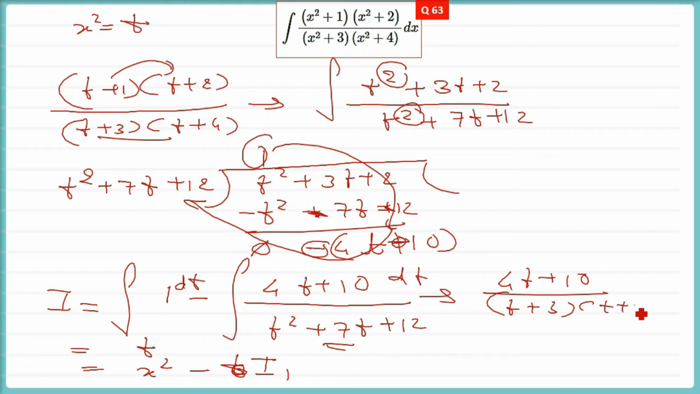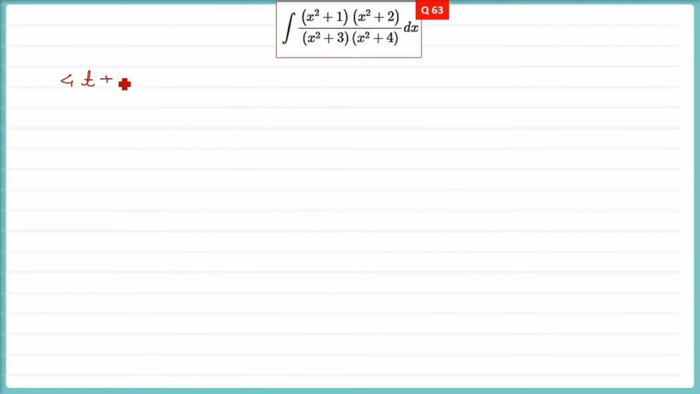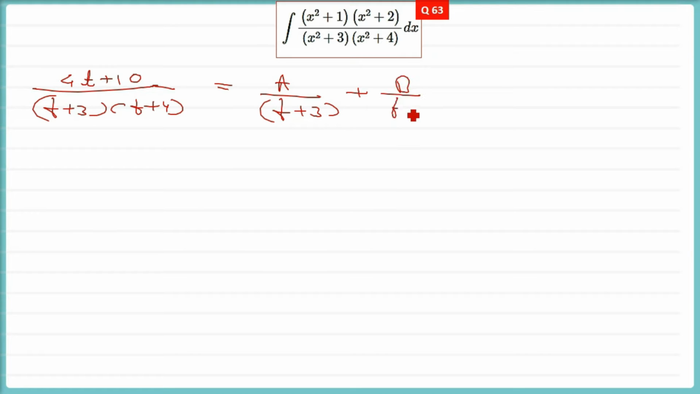Now the second part we are calling I1, which is 4t plus 10 divided by t square plus 7t plus 12. So we are now moving forward for this I1 which I presumed, and we write it as 4t plus 10 divided by t plus 3 and t plus 4. We are not changing it to x square right now as t. We are trying to find out the partial fraction. So a divided by t plus 3 plus b divided by t plus 4 are the two factors which we can form. For that we need a and b as certain constant values which we will find out just now.